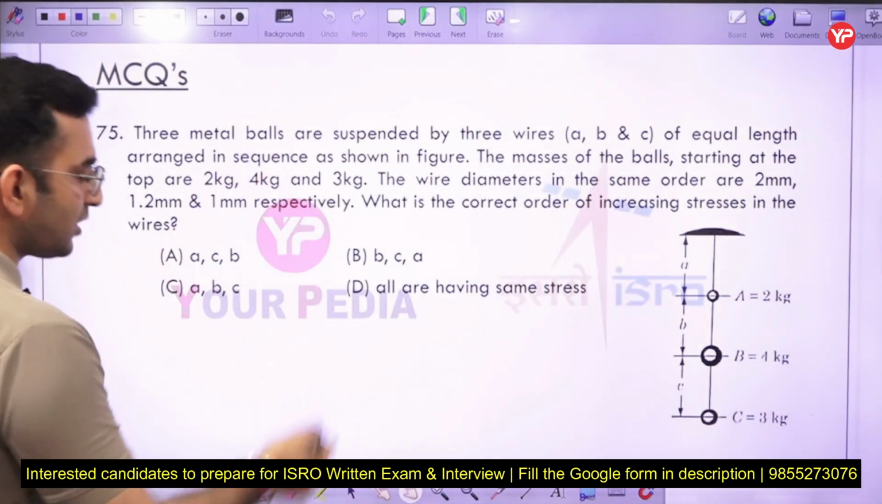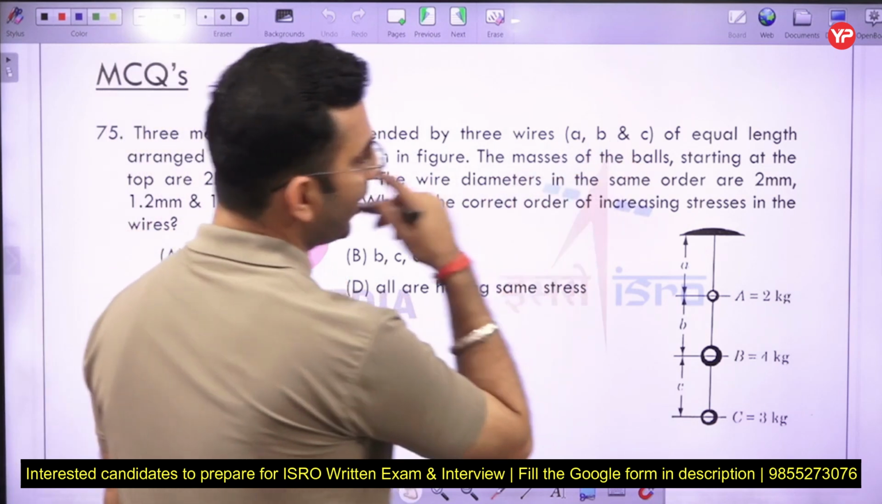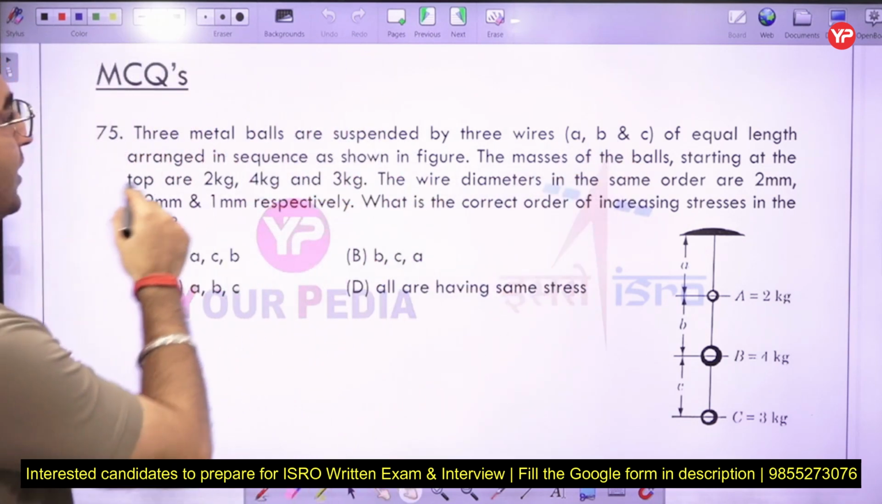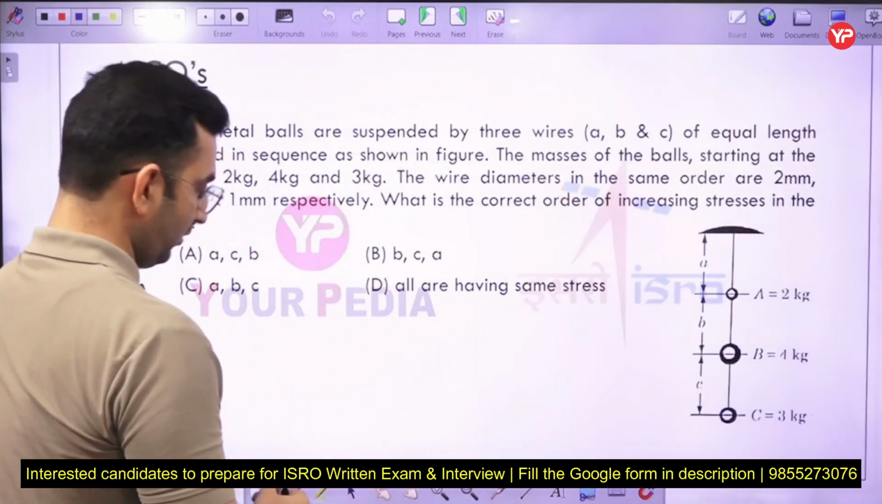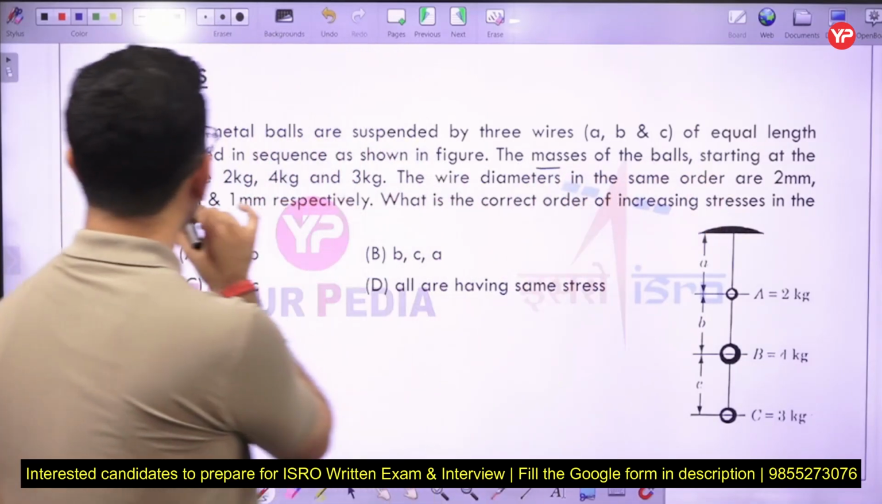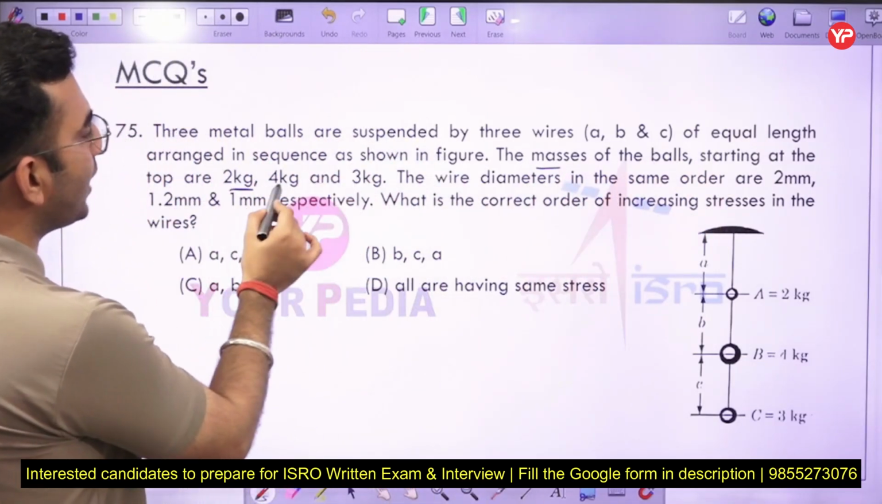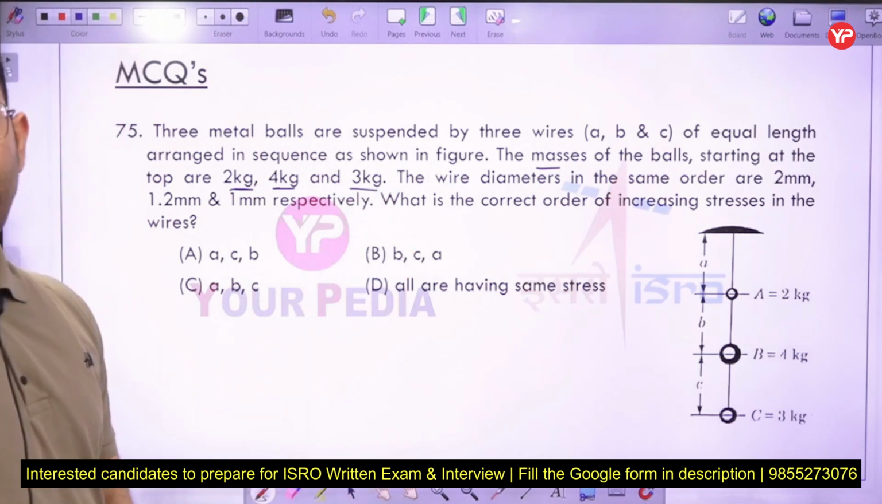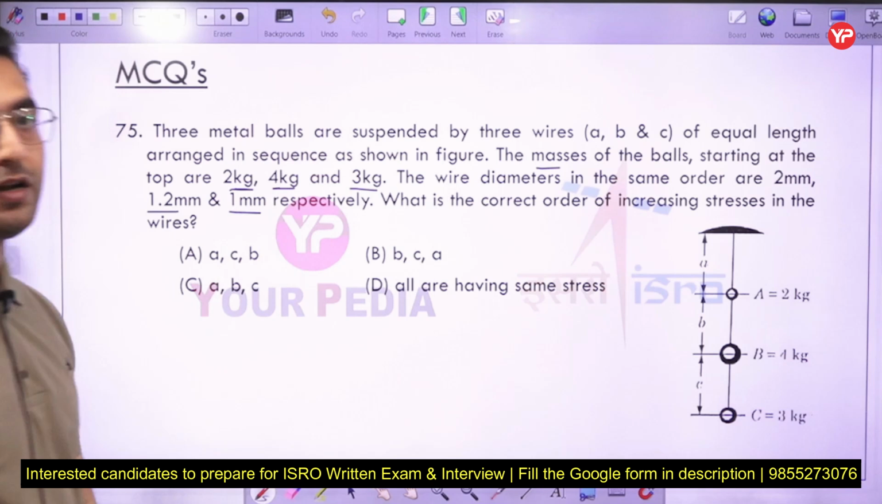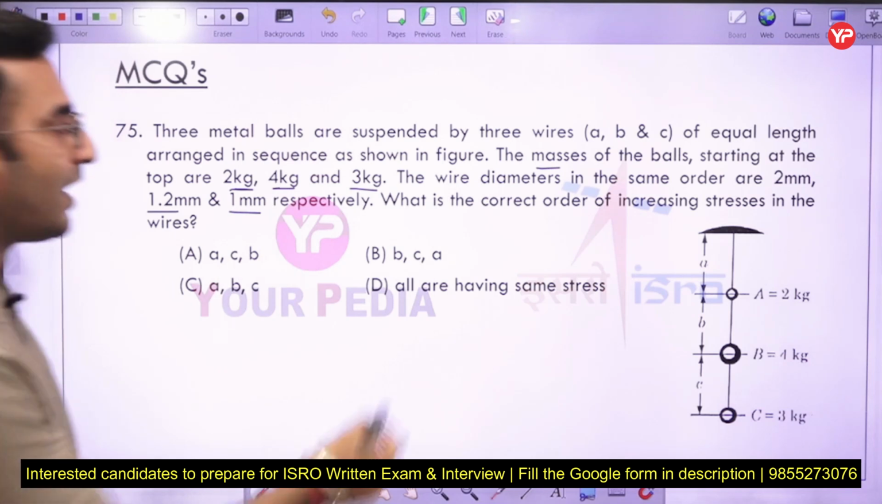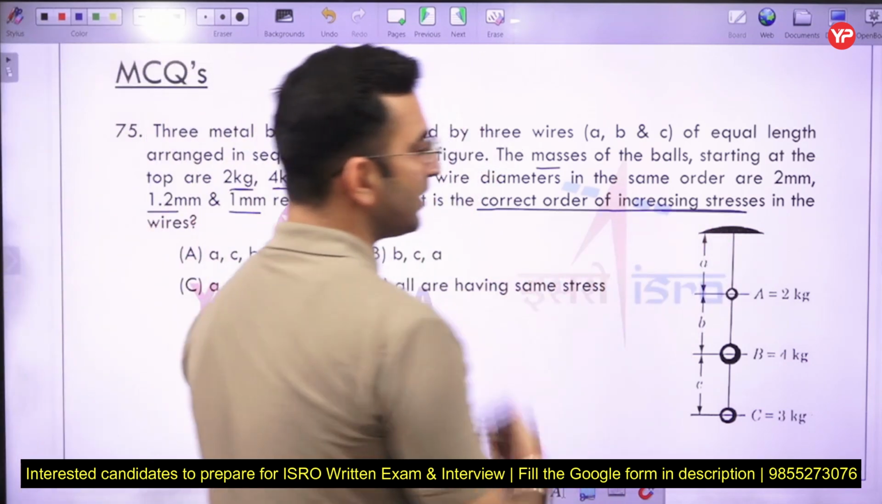Three metal balls are suspended by the three wires A, B and C of equal length, arranged in the sequence as shown in the figure. The masses of the balls starting from the top are 2 kg, 4 kg, 3 kg. The wire diameters are given as 2 millimeter, 1.2 millimeter and 1 millimeter respectively. What is the correct order of the increasing stresses here?